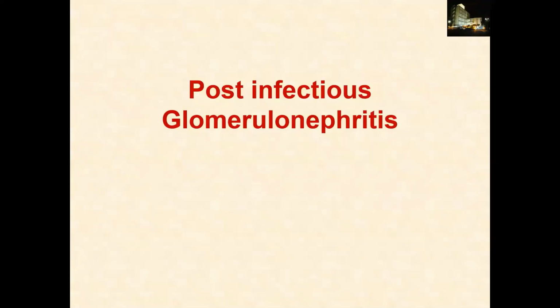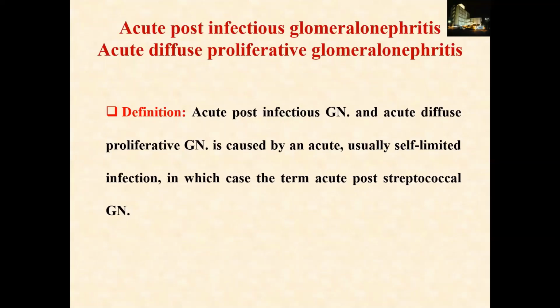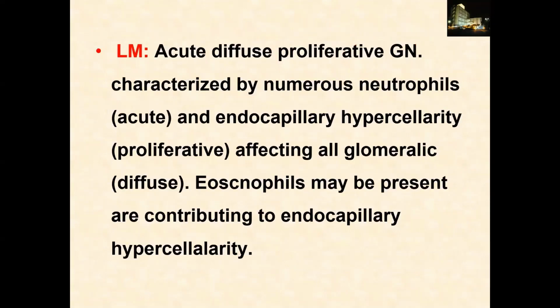The second category in the nephritic group is post-infectious glomerulonephritis, or acute diffuse proliferative glomerulonephritis. It is caused by an acute, usually self-limited infection, in which case the term is post-streptococcal glomerulonephritis. It is characterized by numerous neutrophils, hence the term acute, and endocapillary hypercellularity, hence the term proliferative, affecting all glomeruli. It is diffuse.